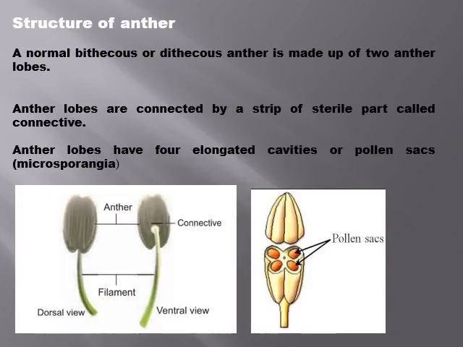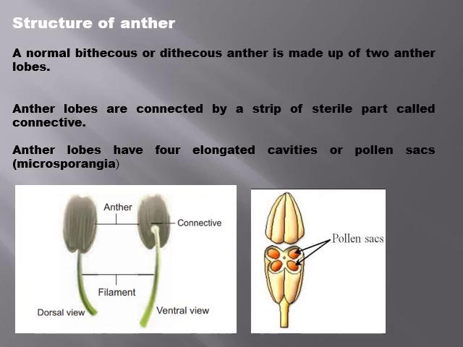Structure of anther. A normal biaxious or diaxious anther is made up of two anther lobes. So an anther that is made up of two anther lobes is known as the biaxious or the diaxious anther. Anther lobes are connected by a strip of sterile part called the connective. Anther lobes have four elongated cavities known as the pollen sacs or the microsporangia. So an anther consists of the connective and the pollen sacs.